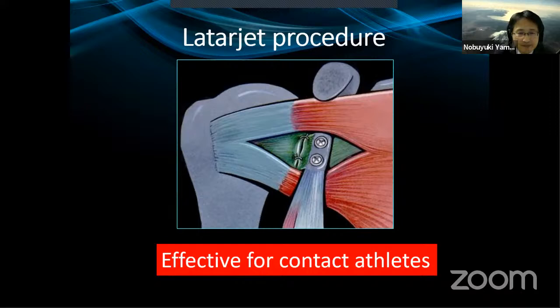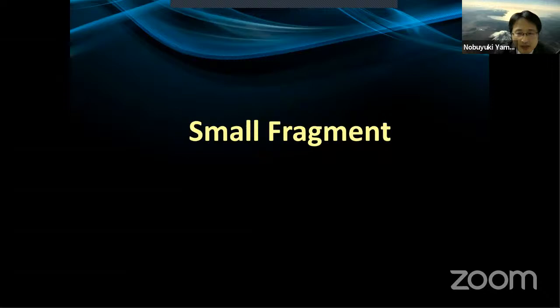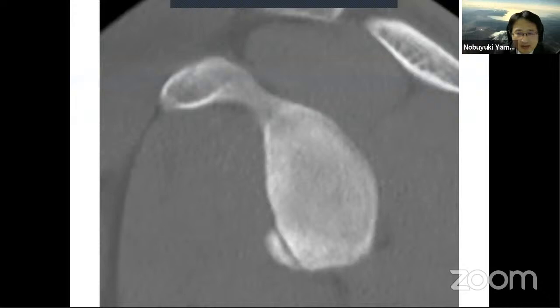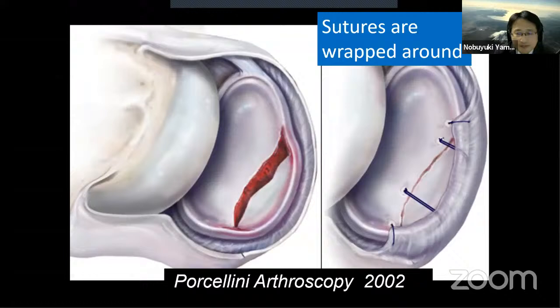Lastly, let's talk about bony Bankart. The surgical procedure depends on the size of the fragment. For a small fragment, less than 1 centimeter, if we fix the capsule ligament complex, the bony fragment is reduced and fixed to the glenoid at the same time. The fragment can be sandwiched between sutures. For a moderate fragment, I prefer to perform the pulley method, a simple suture method. Sutures are wrapped around the fragment.